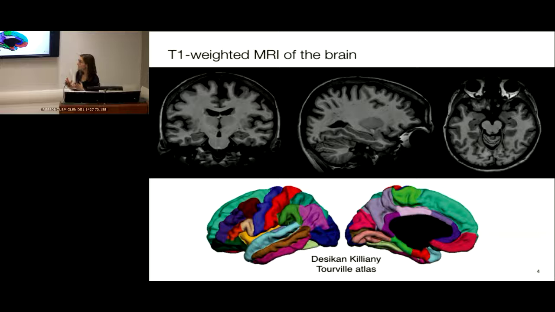And when we look at the cortex, it's kind of hard to visualize this information by looking at a 3D volume, so typically we also take it and project it onto a 3D mesh reconstruction of the cortex, as we see here. So this is actually the Desikan Atlas.